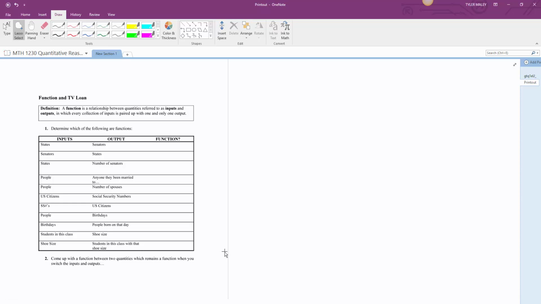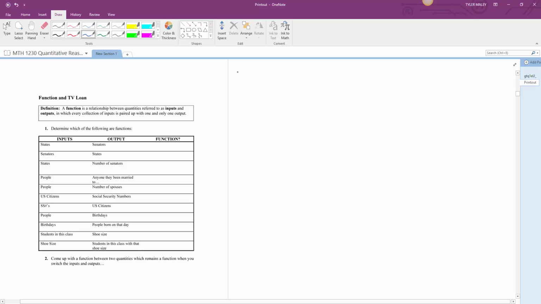All right, so in number 1, it says determine which of the following are functions. So we're given this table with different inputs and outputs, and our job is to determine if this would describe a function or not a function. So for the first example, the input is a state, and the output are the senators for that state. You may have to do a little research if you don't know how the senators work for each state.